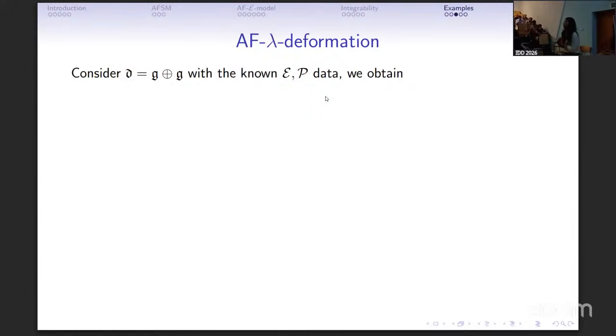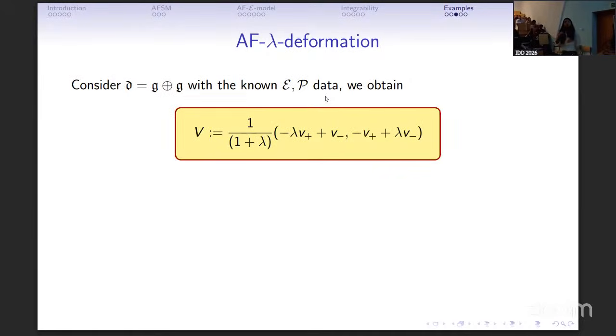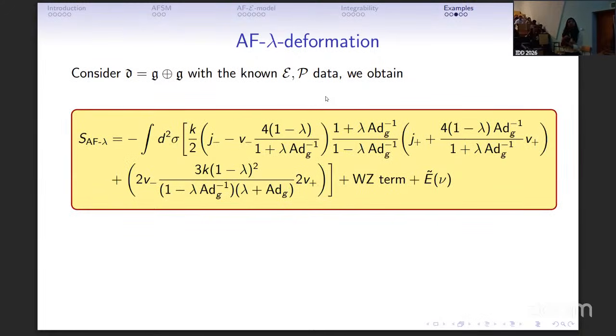Now, because we're working with the generalized picture, we can go for the lambda deformation. And if we take this double and use the known information of the maps E and P, we do in fact, not recover, but we do obtain the lambda deformation case as well. But as you can see, we do need to use this V interpretation of auxiliary at the Drinfeld double level. And this is the auxiliary field deformed lambda deformation case that we got.